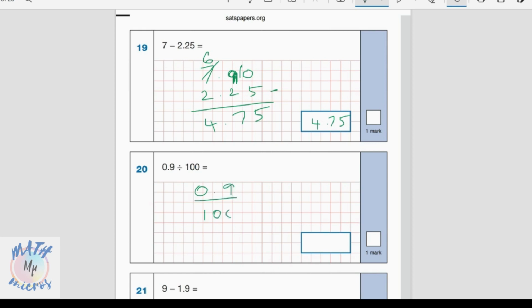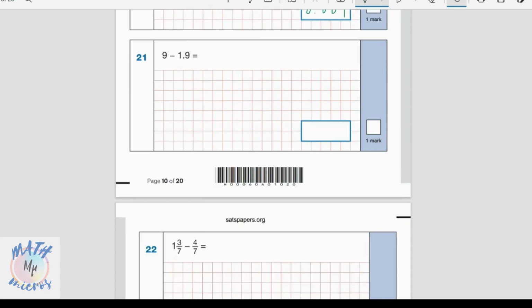And then the 20th question, 0.9 divided by 100. So when you divide by 100, you move the decimal place to the left. It becomes even a smaller number. So since there are two zeros, you move two decimal places to the left. So it becomes 0.009.